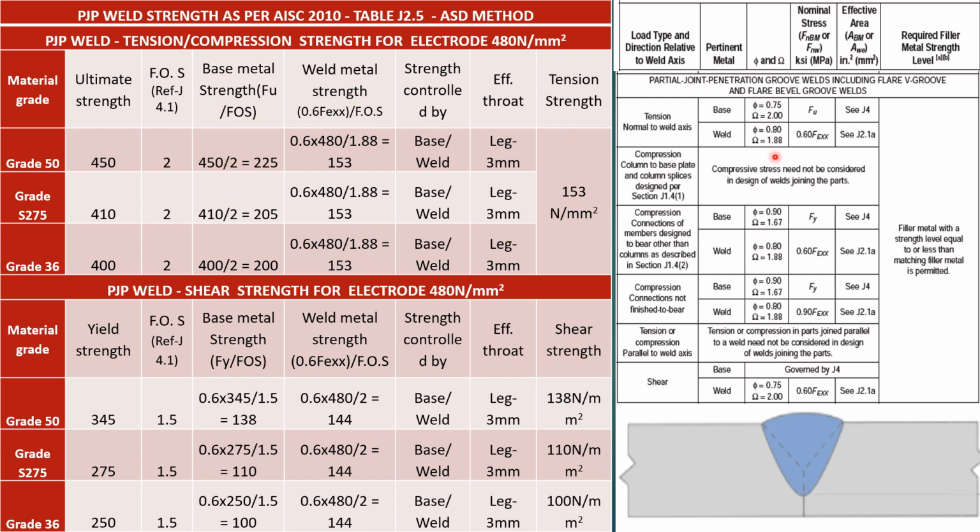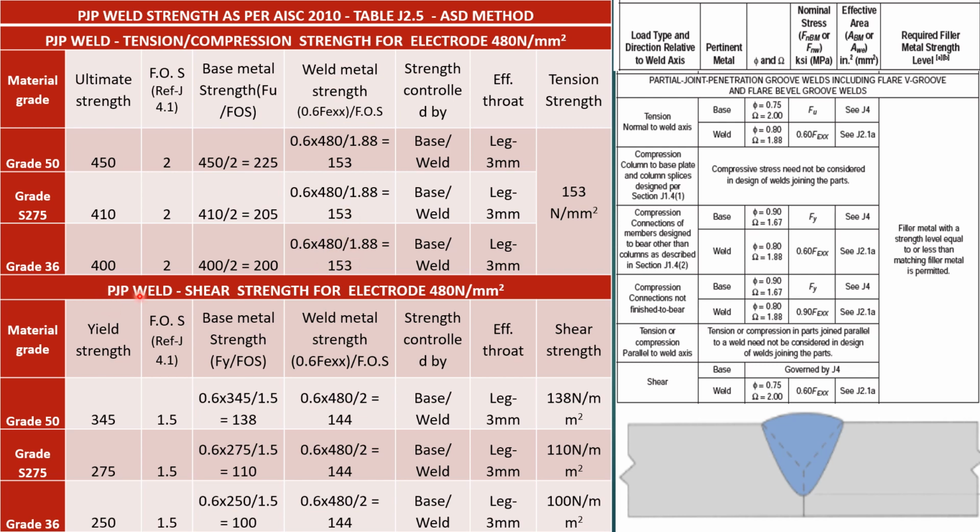For weld metal strength, you can see the formula, same formula, 0.60 FEX. So 0.6 into 480 divided by factor of safety for weld in the ASD method, which is 1.88. So the final value is 153. Here also we have to take the least one, base metal and weld strength. So here weld is least, which is 153 Newton per mm square. This is applicable for all three grades also. If you divide by factor of safety, we will get the least one is weld metal strength only.